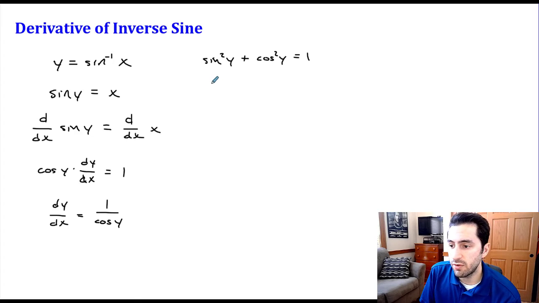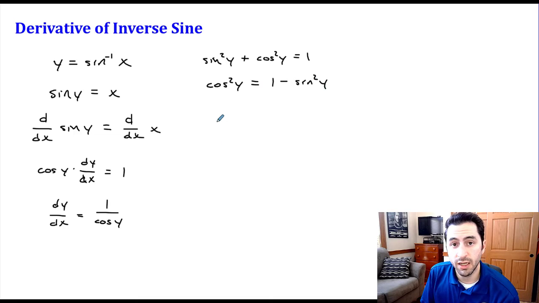Subtracting sine squared of y from both sides, we get the cosine squared of y is equal to 1 minus the sine squared of y. And now taking the square root of both sides, we end up with just the cosine of y, and this is equal to the square root of 1 minus the sine squared of y.